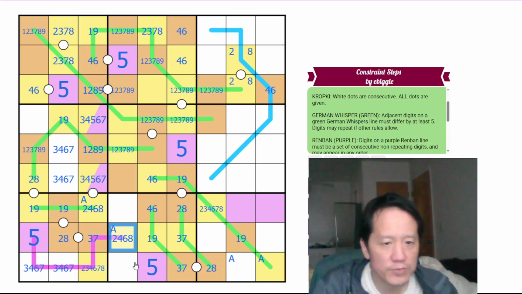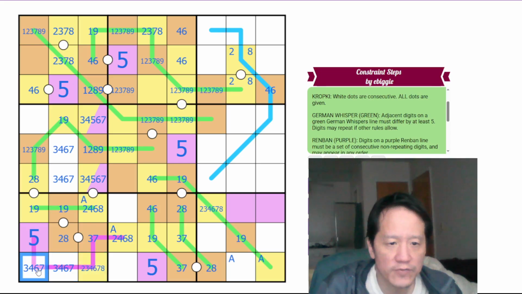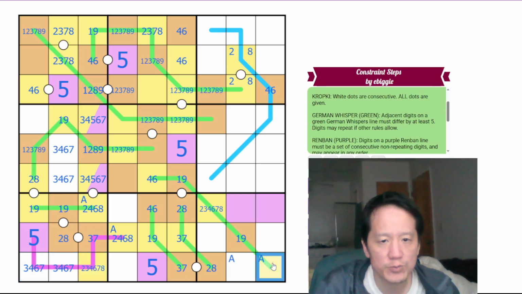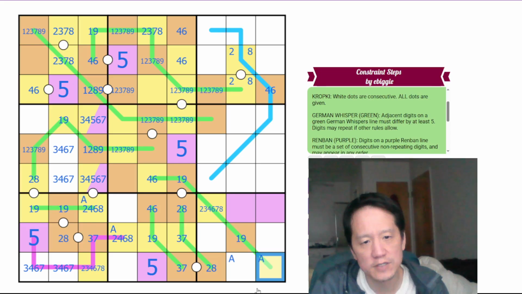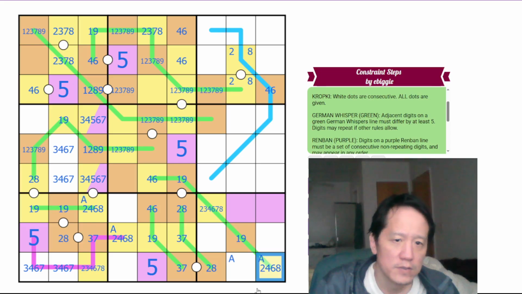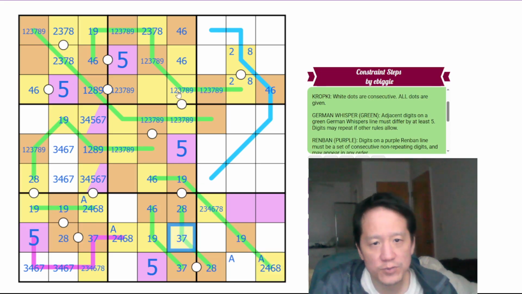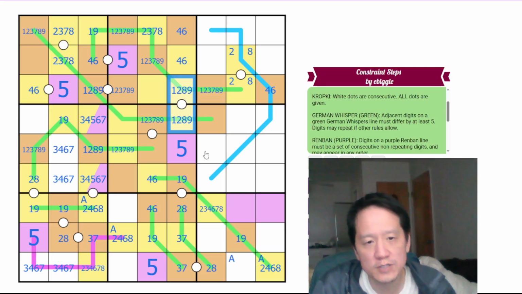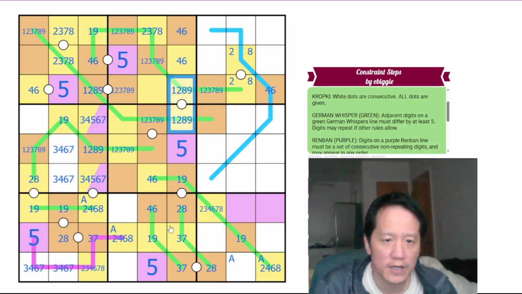So the yellow 3-7 in box 7 has to be one of these cells too, which means this can't be the yellow 3-7. It's the yellow 2-8 or 4-6. We're not sure which. This is the yellow 3-7, so this can't be yellow 3-7. That's a 1-2-8-9 yellow. One of these is the yellow 3, 7 here.